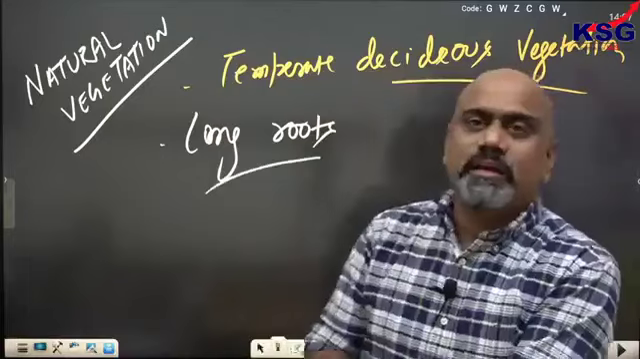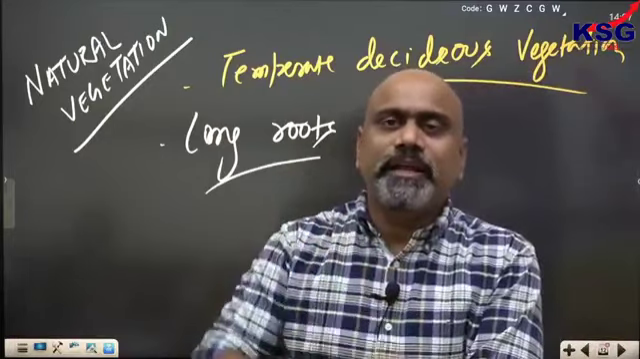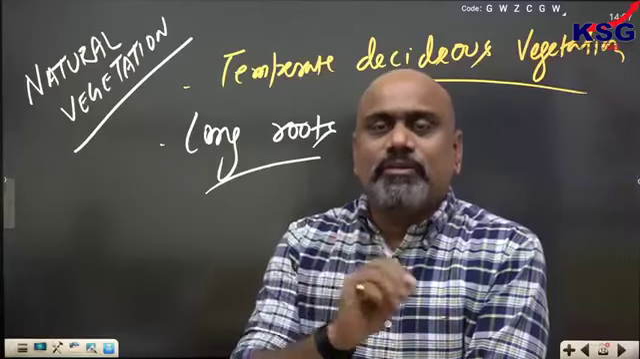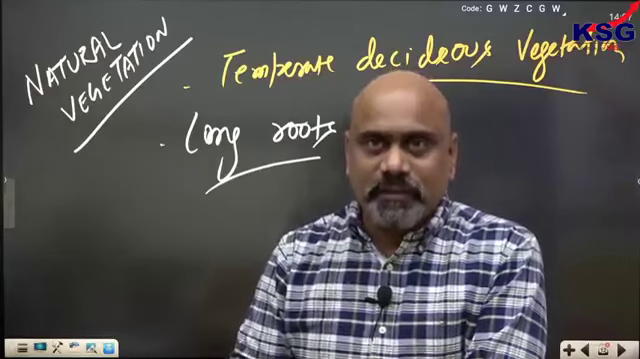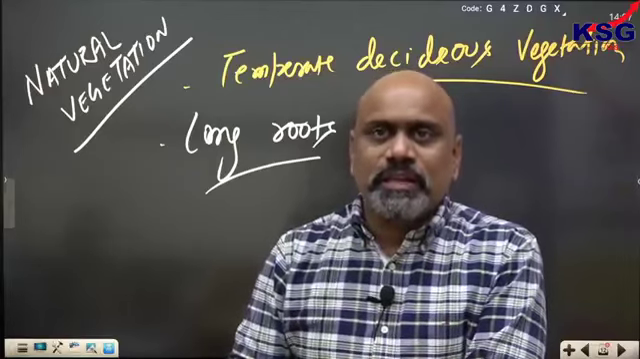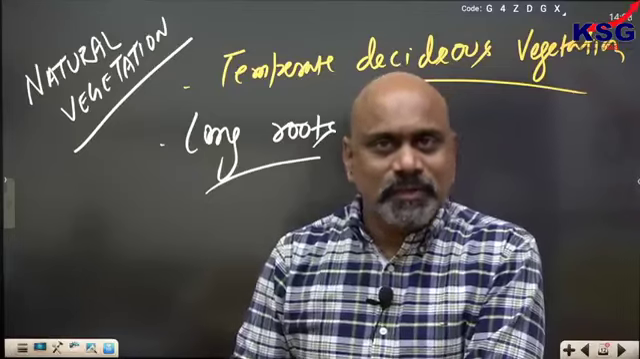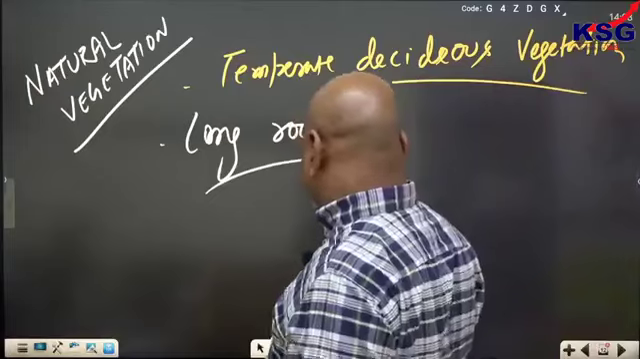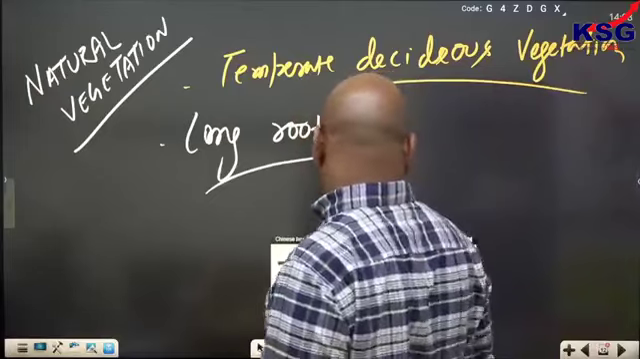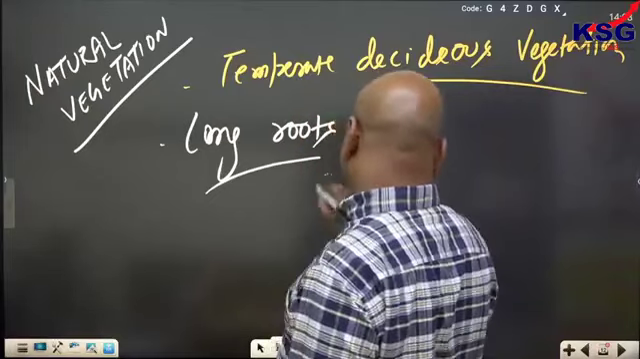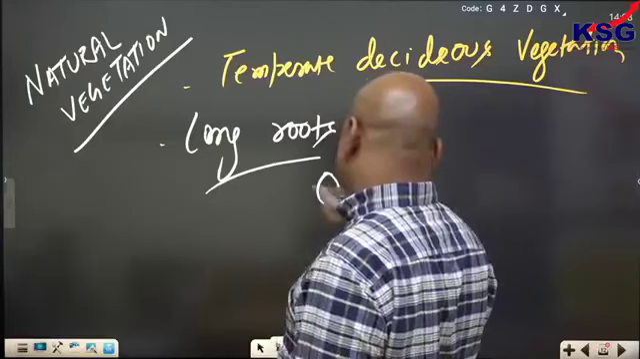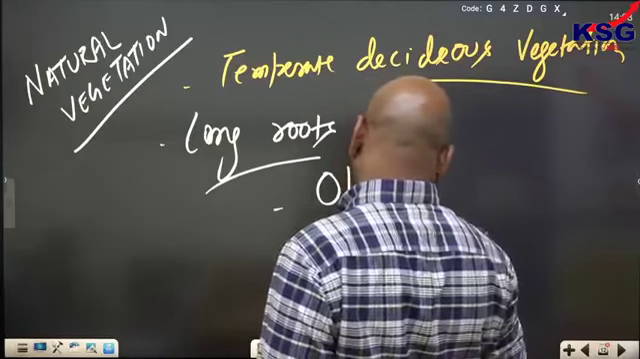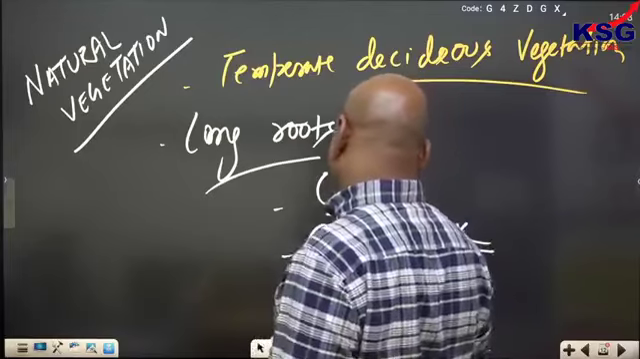The bark, the skin of the tree, is thick. Long roots and thick bark. Okay, now this is the vegetational type. The most dominant vegetation here is definitely the olive, then the cork oak. Cork oak and olive they are.